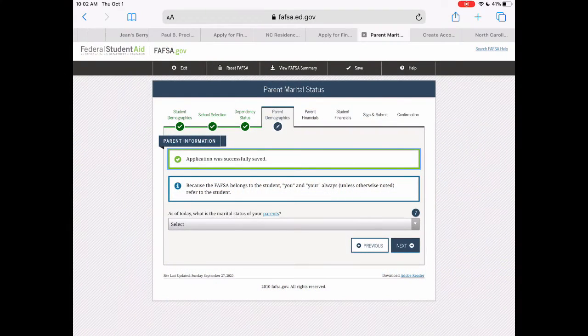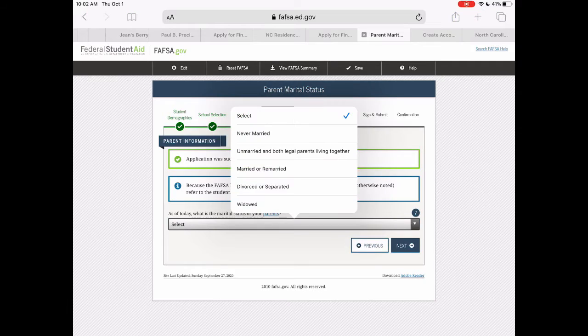So now I have done half of the FAFSA. The only 3 sections left are parent demographics and then parent and student financials. So it's going to ask what the marital status of your parents is.